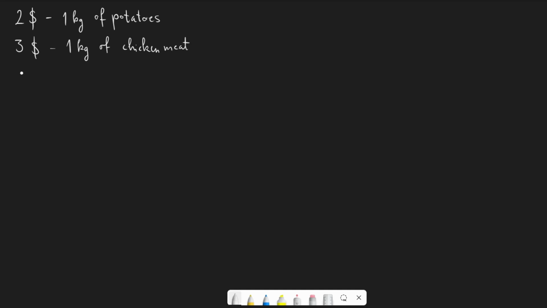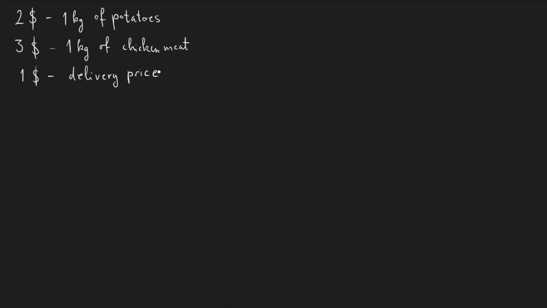And that there is a delivery price, which is $1. So this is the delivery price. And we know also that we have $10 in total that we want to spend on the dinner. So this is the total price. And that we want to make 4 kilograms of dinner. So in total, 4 kilograms is the total weight of the dinner.